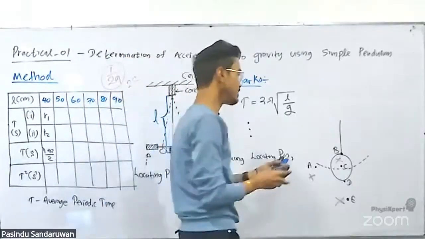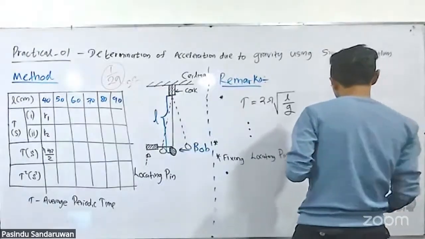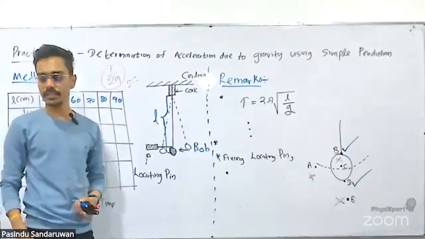D is suitable. Right? B and D are fine. මේ දෙකට මම පොඩි ටික්ස් දෙකක් දාන්නම්. D is suitable.